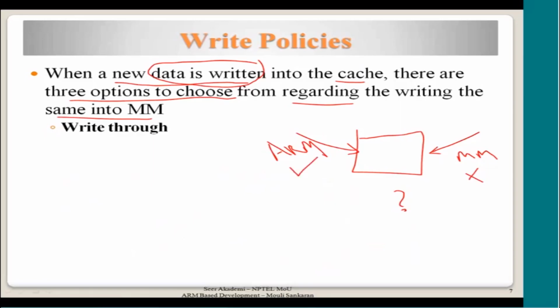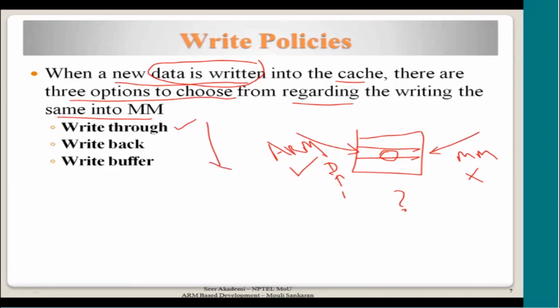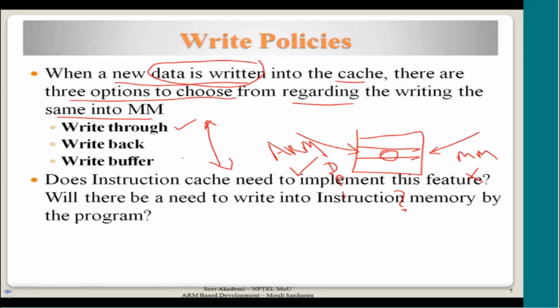We are writing into the cache from the processor. So what has it now become? It has become dirty. The dirty bit is set, and we have a choice: either write through, or write back, or write buffer, which just defers. These are the three names. Don't worry about what they mean; I will explain now.